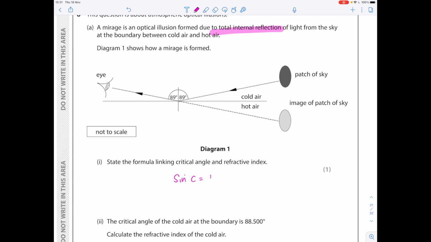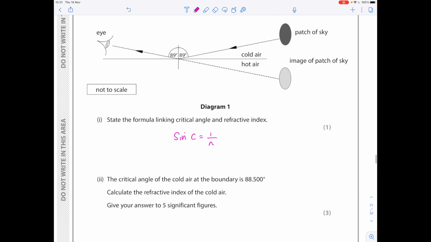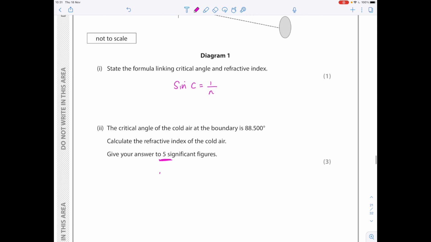Well, that's sine c equals 1 over n. The critical angle of the cold air at the boundary is 88.5 degrees. Calculate the refractive index of the cold air. Give your answer to 5 significant figures.